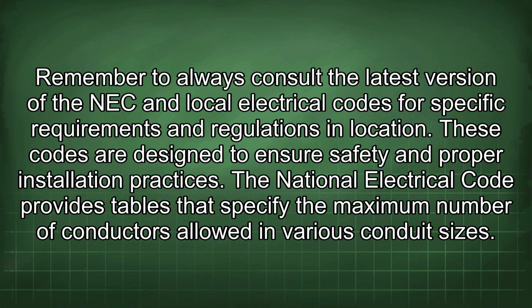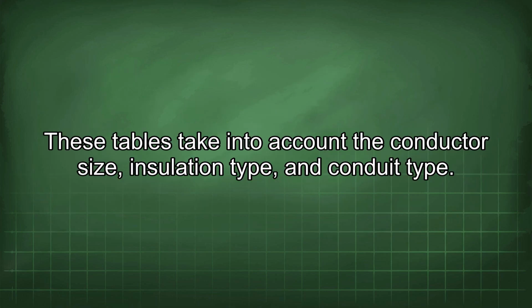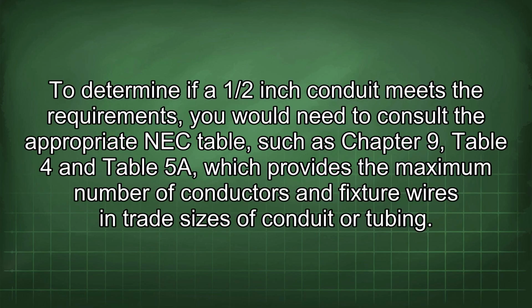The National Electrical Code provides tables that specify the maximum number of conductors allowed in various conduit sizes. These tables take into account the conductor size, insulation type, and conduit type. To determine if a 1/2 inch conduit meets the requirements, you would need to consult the appropriate NEC table, such as Chapter 9, Table 4 and Table 5a, which provides the maximum number of conductors and fixture wires and trade sizes of conduit or tubing.